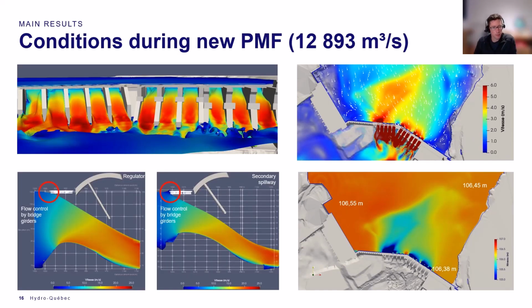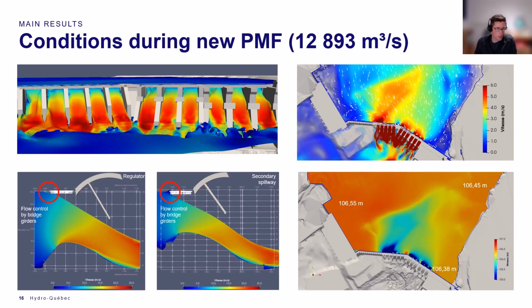Then we proceeded with the simulation of various scenarios. I'm showing you here an example of the new PMF, which is 12,893. Up left, you can see just an isometric view of the velocity inside the sluiceways.